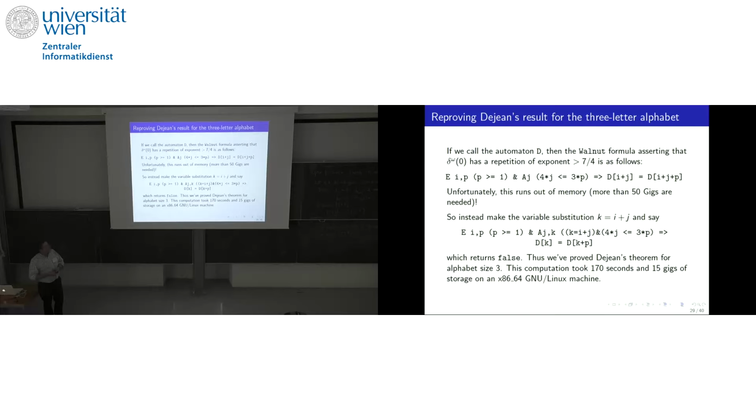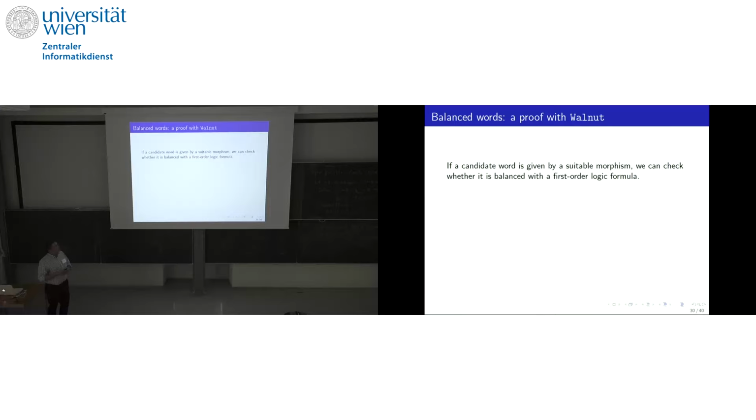So let's go to balanced words. I gave you the result on balanced words. So the candidate word is given by a morphism. We can check whether it's balanced with a first-order logical formula. So we make this assertion, not only does the word have this repetition, we've already seen how to check that, but also that the word is balanced. That's something we can also check. We don't have to prove that.